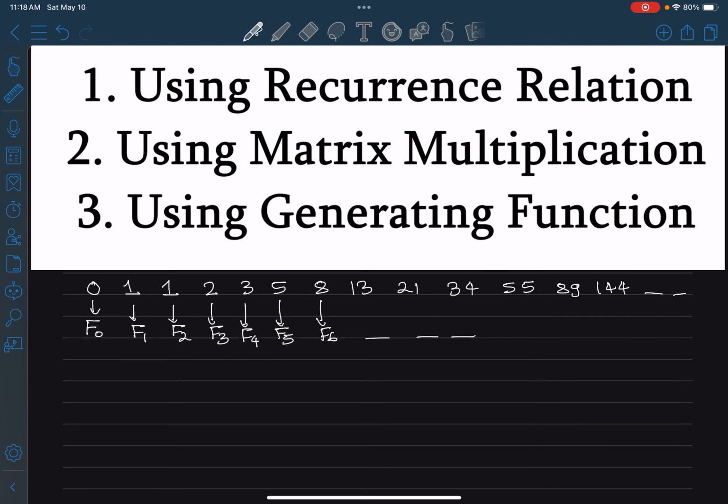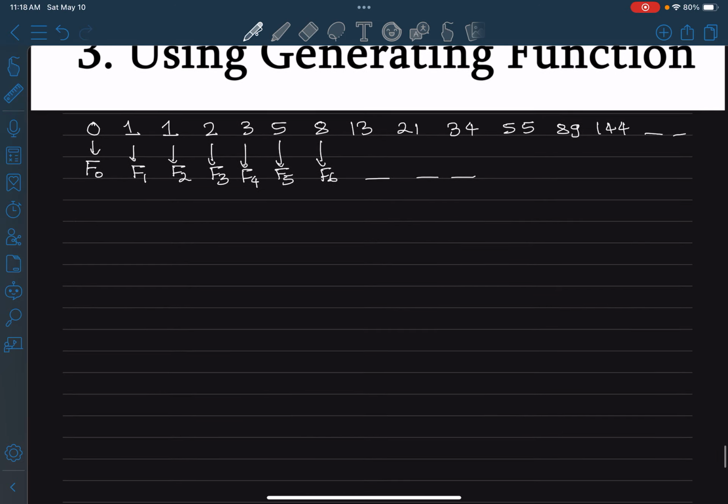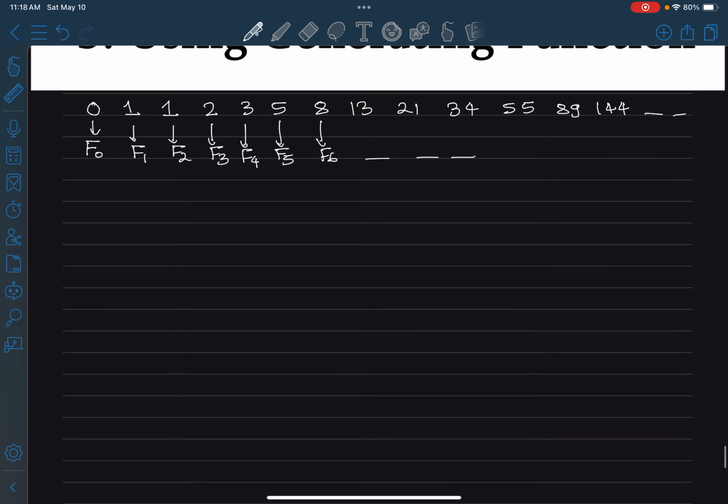So first of all, we are going to use the recurrence relation because this one is the easiest one, and see how it actually gives us the formula. We see that the recurrence relation between the Fibonacci numbers is that f sub n is the sum of the previous two Fibonacci numbers, right? So this is the recurrence relation.